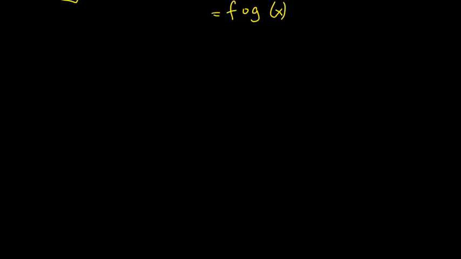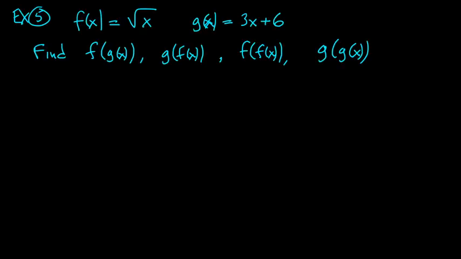So let's see how that works. Let's just start with an easy example. Okay, so let's start with f of x is the square root of x, and g of x is 3x plus 6. So we want to find first f of g of x. I'll write it this way, but it's usually just f of g of x.